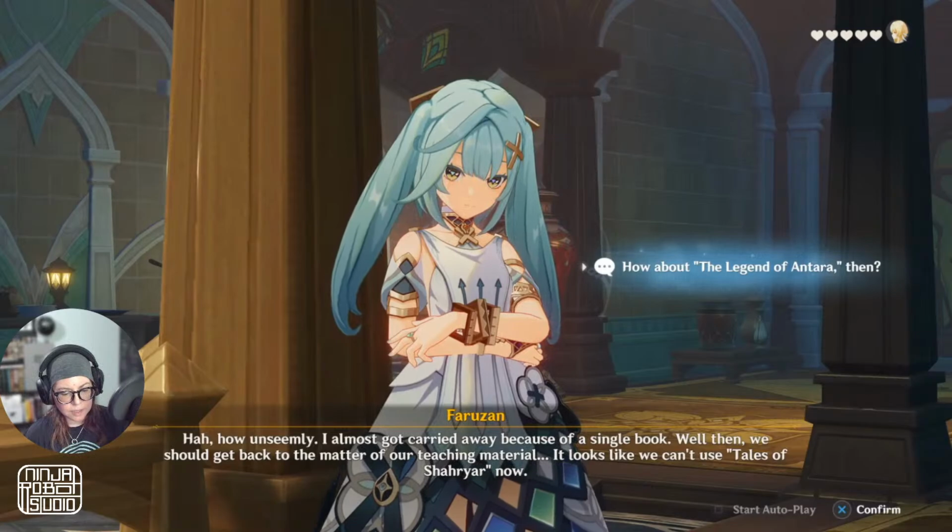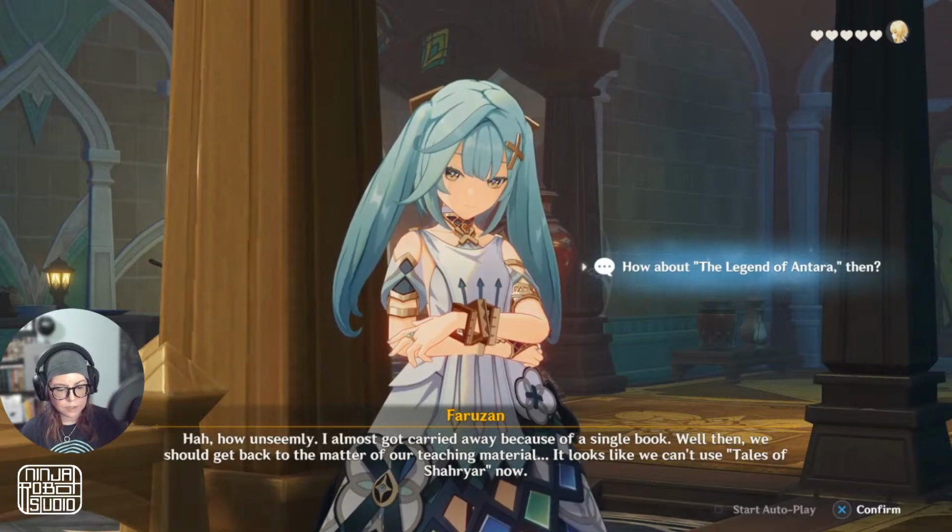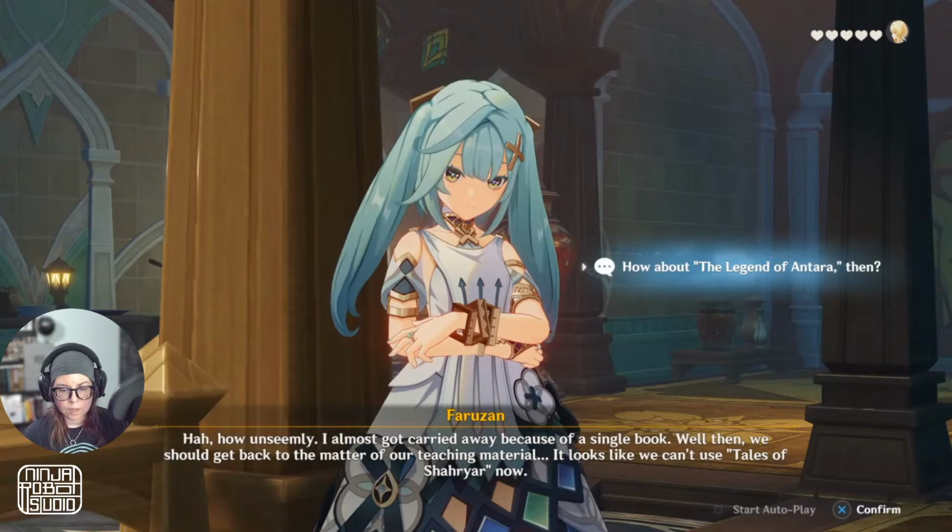How unseemly. I almost got carried away because of a single book. Well then, we should get back to the matter of our teaching material. It looks like we can't use Tales of Shahryar now. How about Legend of Antara then?